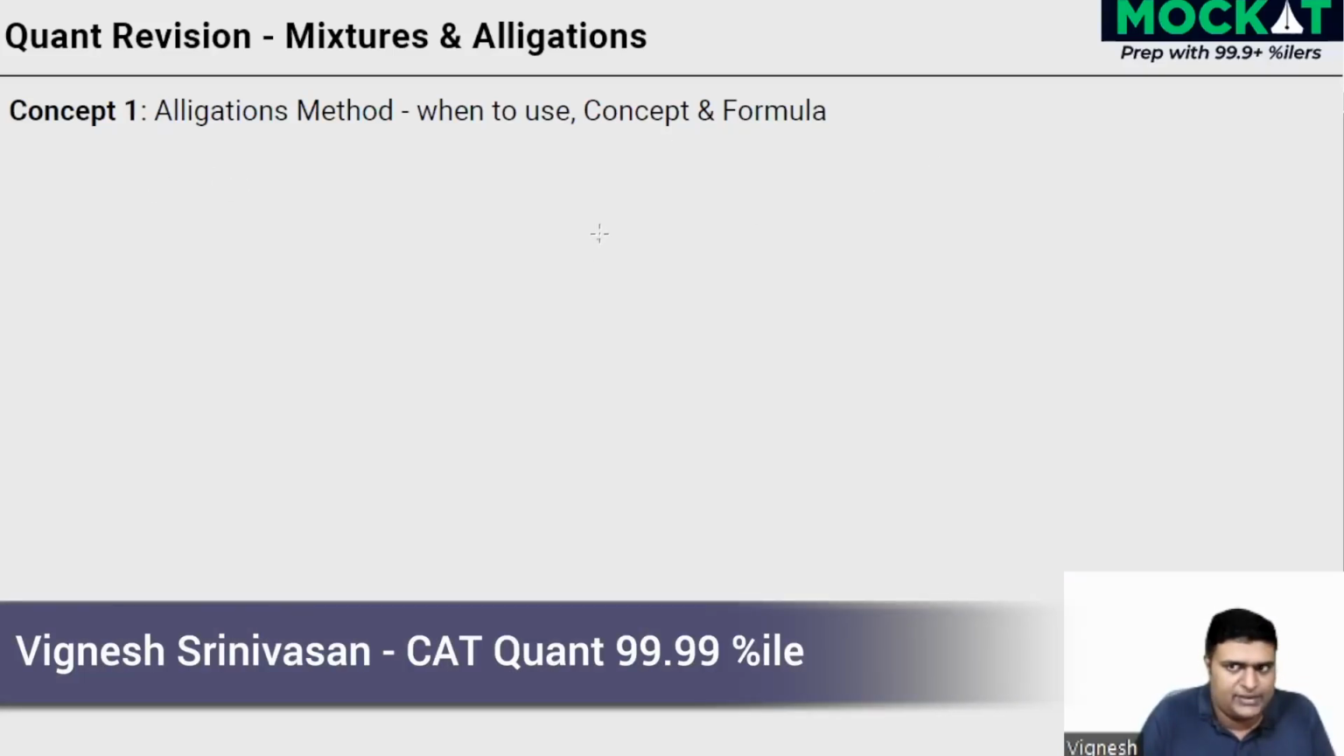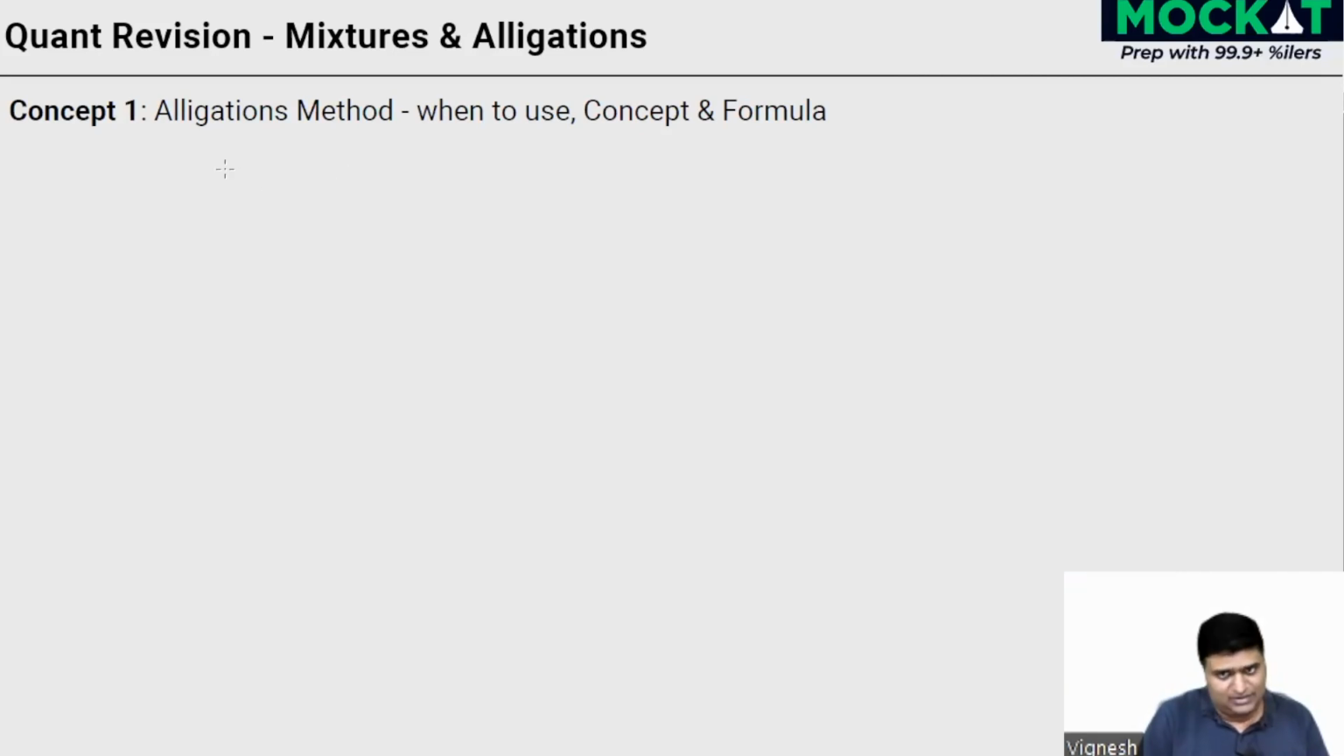So let's start with mixtures and alligations, right? The first concept, or rather straight on to the alligations method itself. So how do we use it? We'll just look at that. Alligations as a method can be used in place of weighted average to find the average when there are only two terms, two items over here with some weights or frequency given to us.